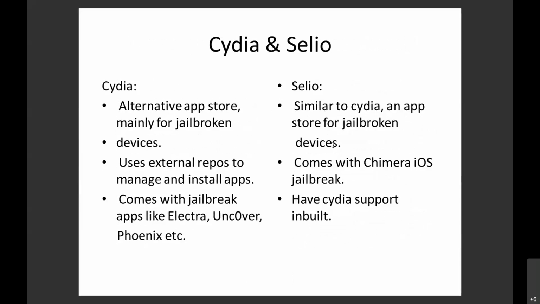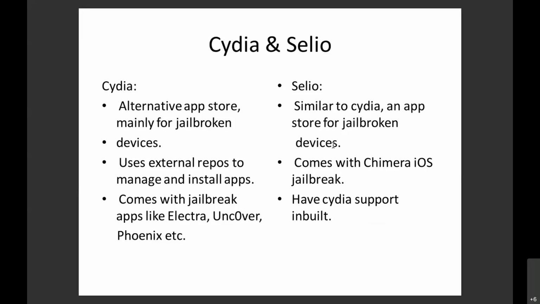Now Cydia and Sileo. Basically, once you jailbreak your device, you get access to an alternative app store. With normal iPhones, you can only install apps from the App Store. But once you jailbreak, you get Cydia and Sileo support. It depends on which jailbreak technique you have used. If you have used Electra, Unc0ver, or Phoenix, then you can use Cydia. And if you have used a Chimera-based jailbreak technique, then you have the Sileo app store available to customize your phone.